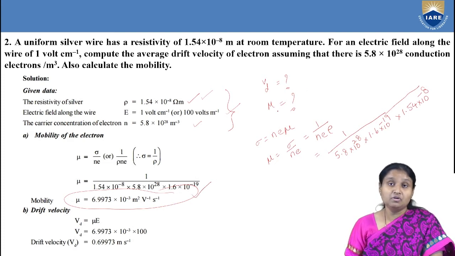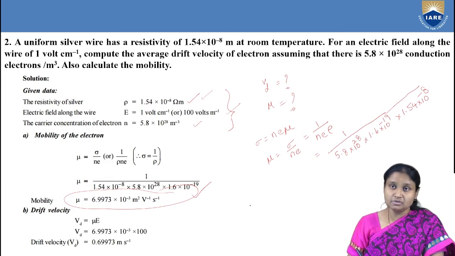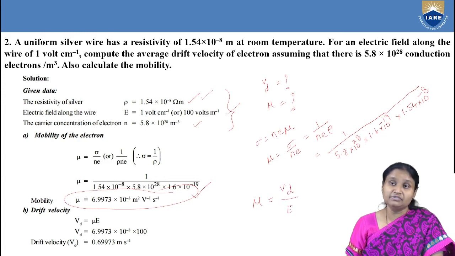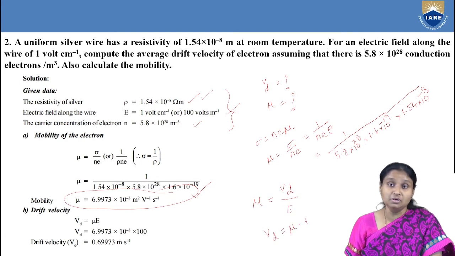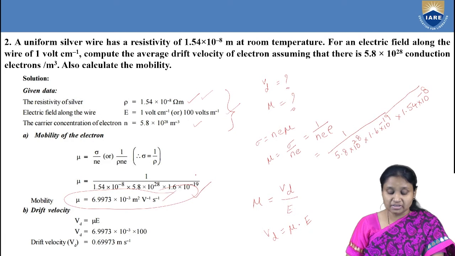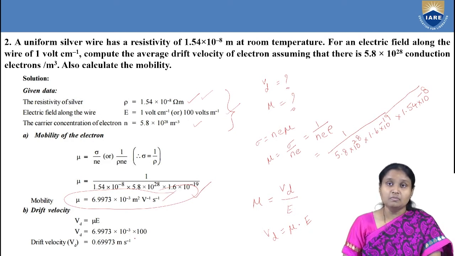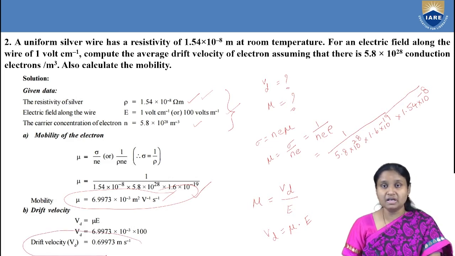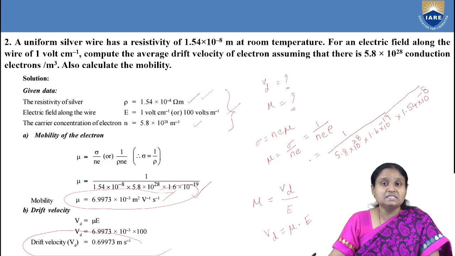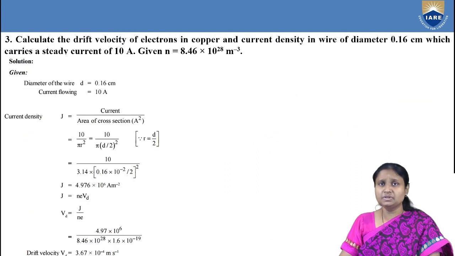We need to find the value of drift velocity. For that, I'll make use of the formula for mobility in terms of drift velocity, which is drift velocity per unit electric field. From this, the value of drift velocity is simply the product of mobility into electric field. Just now we got the mobility value, which is 6.997 into 10 to the power of minus 3, into the electric field, which is 100 volts per meter. And when we simplify, the value of drift velocity is 0.699 meter per second. Then coming to the third problem.